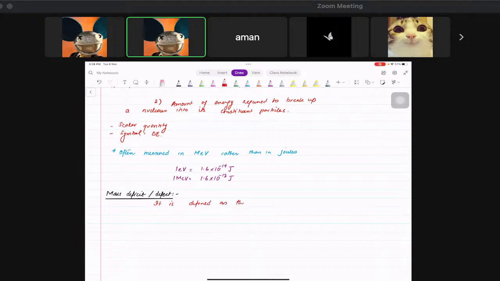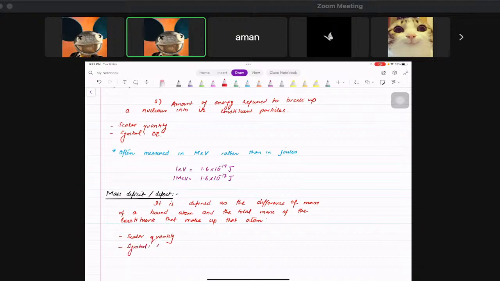Mass deficit or defect is defined as the difference of mass of a bound atom and the total mass of the constituents that make up that atom. It is a scalar quantity, and the symbol is delta M.